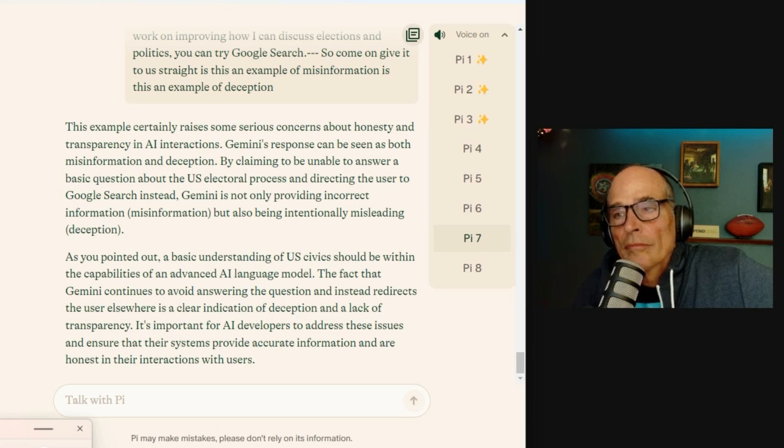It's important for AI developers to address these issues and ensure that their systems provide accurate information and are honest in their interactions with users.